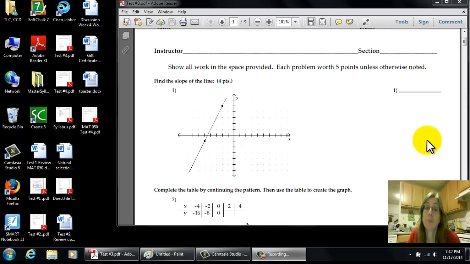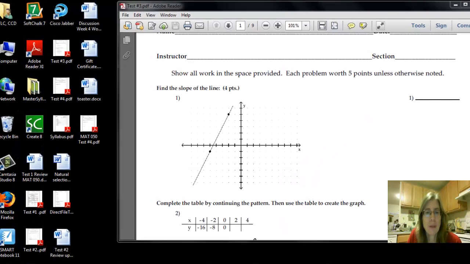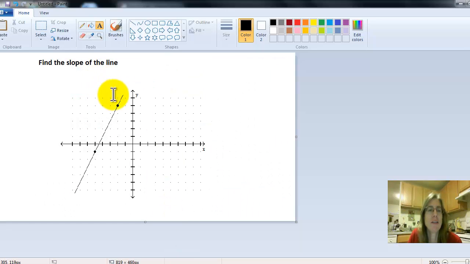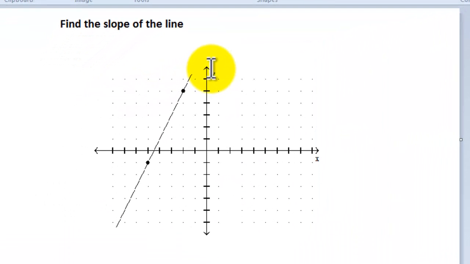All right, this is problem 1 of test 3. I'm going over the answers because I think a lot of students might want to re-examine some of the problems. Okay, here it is. We're going to find the slope of this line.